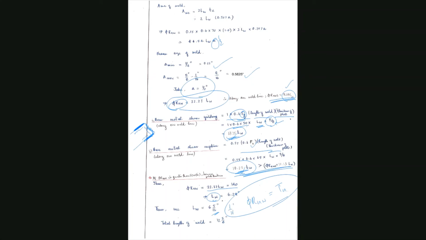You get Lw. Keep this in mind, that you had calculated Lw, which is only one of the lengths. So the total length is twice Lw. So you get the total length of the weld. I hope this is clear. You have a question? Anyone? Clear. Okay.